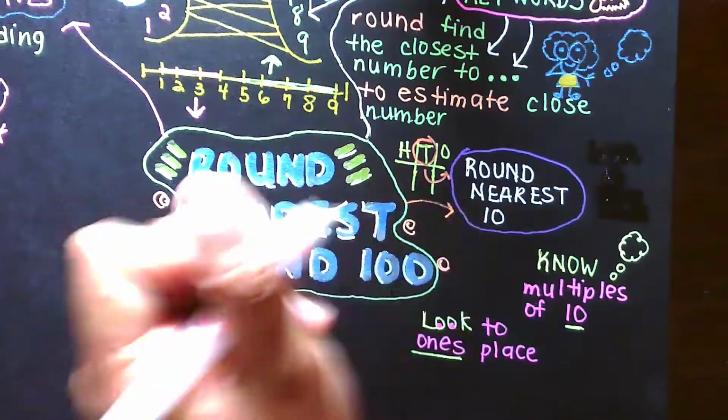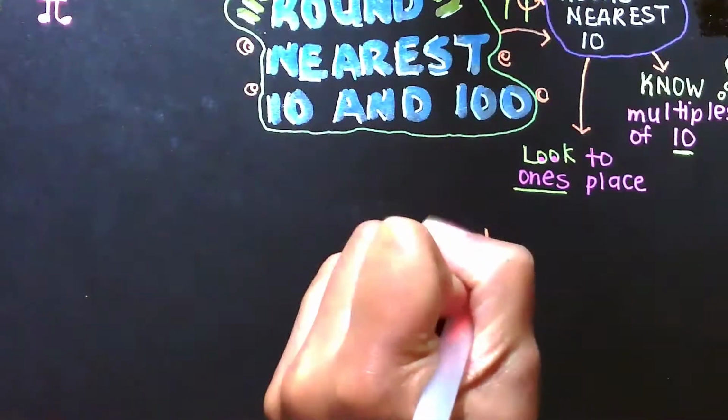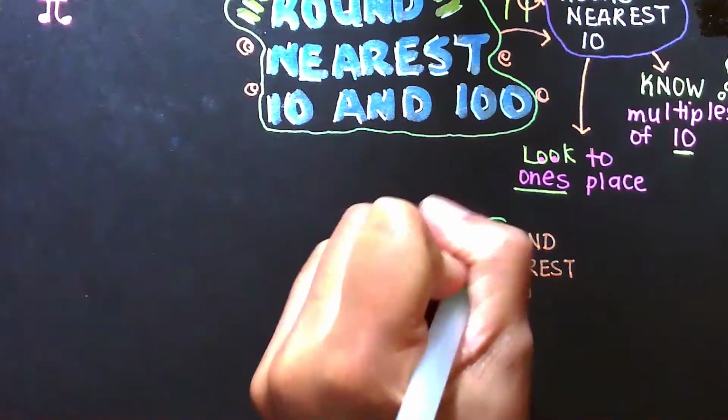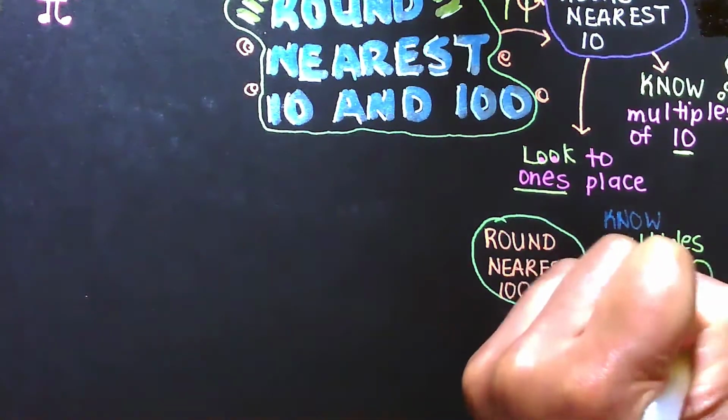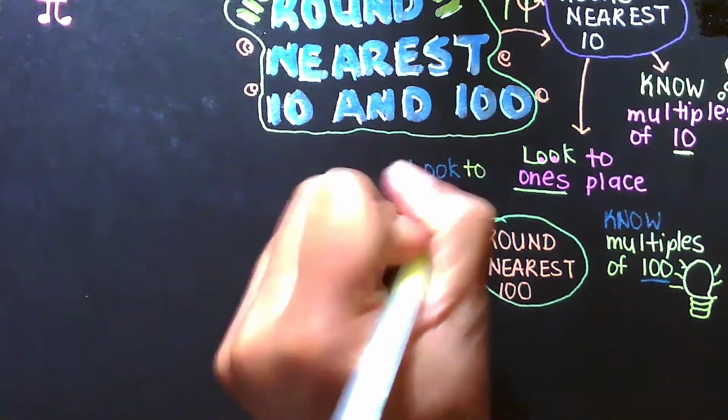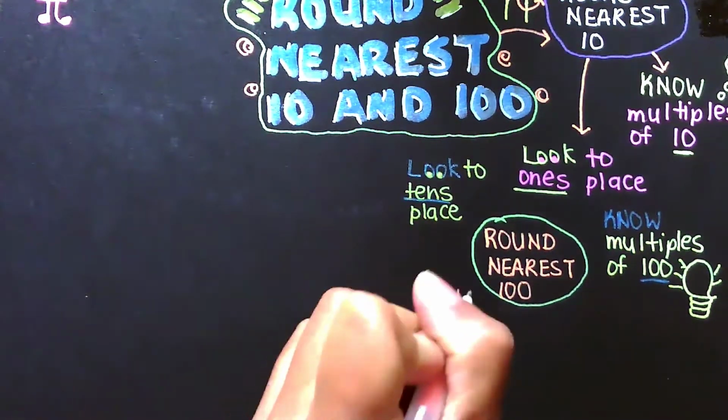Now let's go over some tips to round to the nearest 100. When you're rounding to the nearest 100, you'll need to know multiples of 100, or being able to skip count by 100s. You'll need to identify the number that's in the hundreds place, but look to the tens place to decide whether you round up or down.